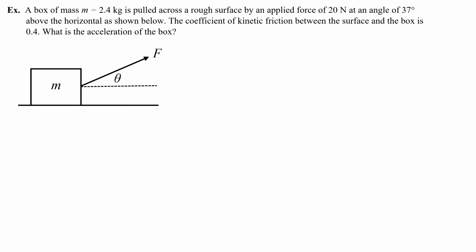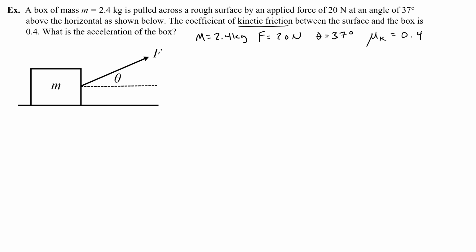Okay, so first of all, we're given some information that we should probably write down just so that we can see it clearly. We know the mass is 2.4. The applied force is 20 newtons at an angle, so we'll call that theta, 37 degrees. And it gives me the coefficient of kinetic friction, which I'm going to call mu k, and it is 0.4.